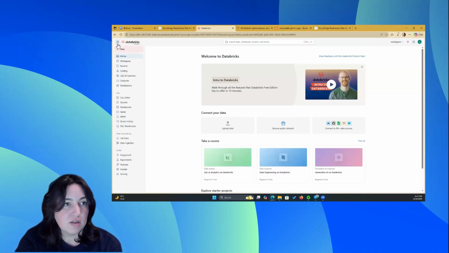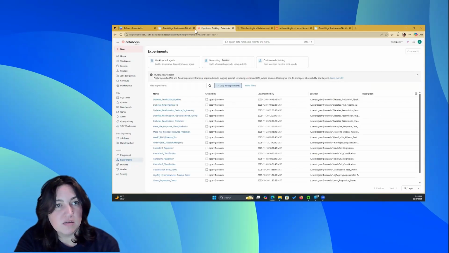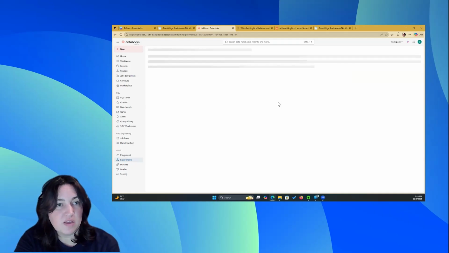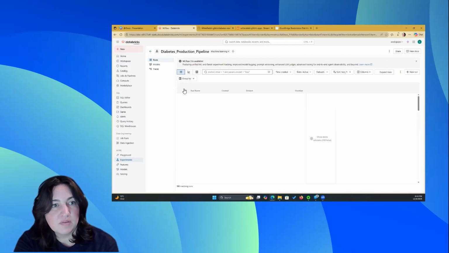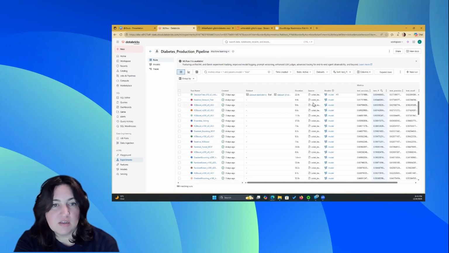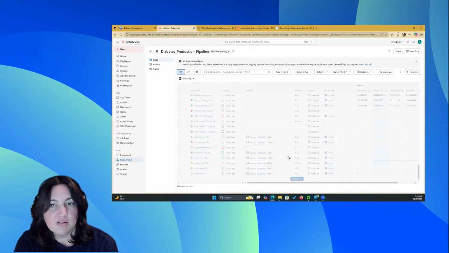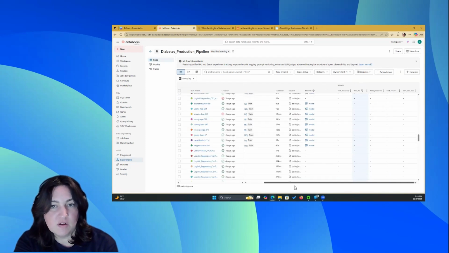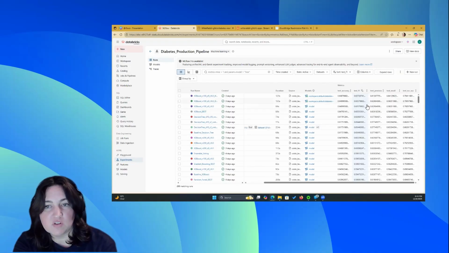Okay, so let's go ahead and take a look at the experiments here. Gonna be slow today. There we go. All right, so here is the diabetes pipeline. Okay. So as you can see, I went through quite a few runs. There are, I think, over 500 here. Not all of them logged the metrics that I was looking for. So I focused on only the ones that provided the accuracy and F1 scores and test precision.